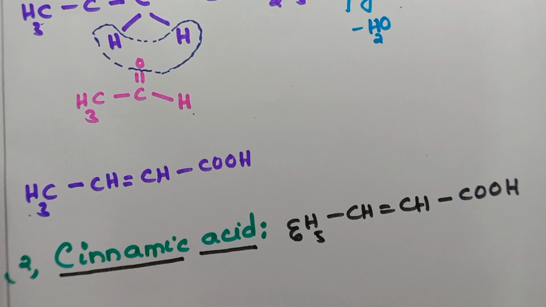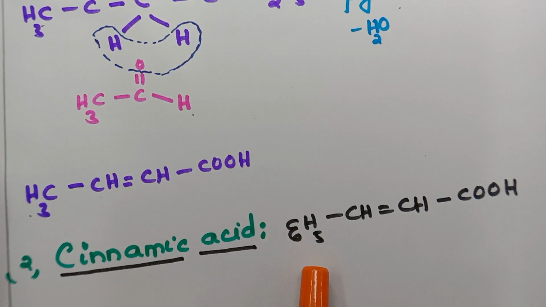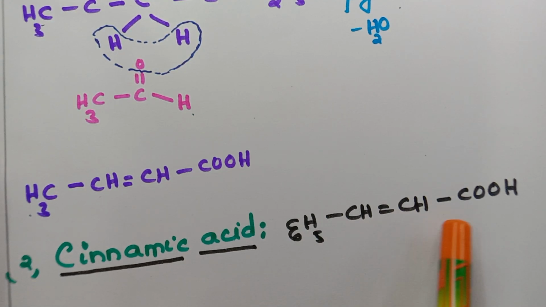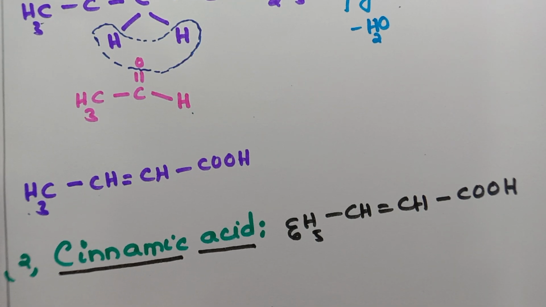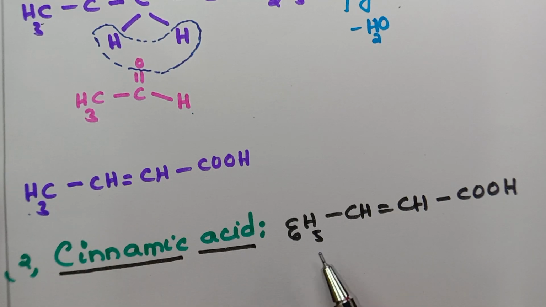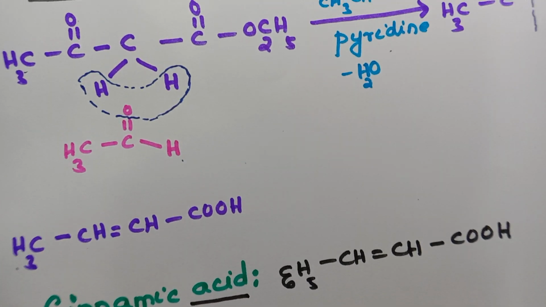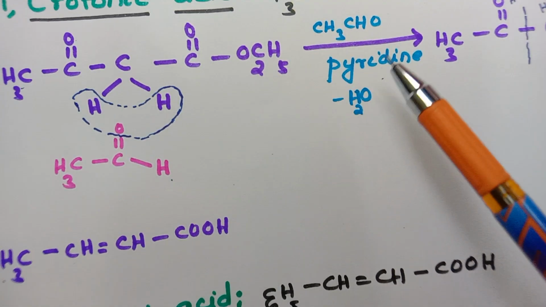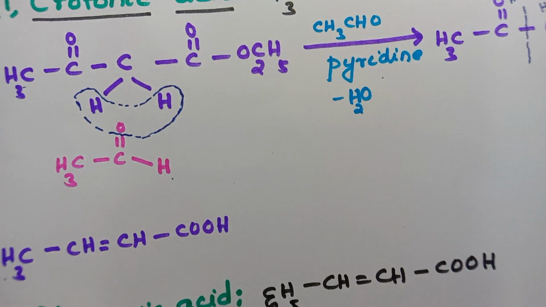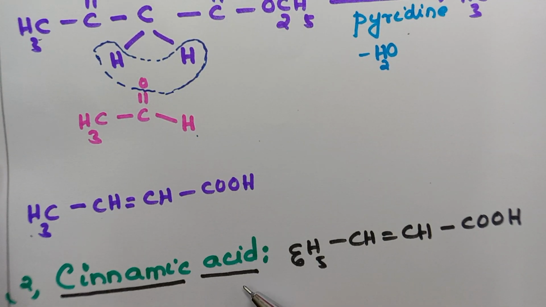Second, alpha beta unsaturated acid. Example we have cinnamic acid, students. So what is cinnamic acid? C6H5, CH double bond CH, COOH. What is the difference between crotonic acid and cinnamic acid? See, crotonic acid you can see here. Here there is methyl group, here there is phenyl group. So in order to prepare crotonic acid, what did we add? We added acetaldehyde. Can you guess what to add for the preparation of cinnamic acid?